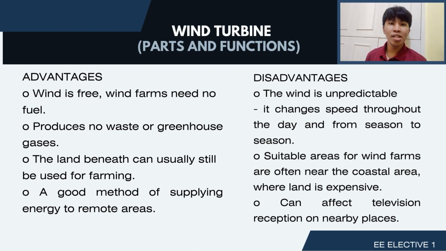Disadvantages. The wind is unpredictable and the wind speed changes throughout the day and from season to season. So, when you think that at this time winds must be strong enough to operate the wind turbine, but there are none. So, the operation of the wind farms has become unpredictable.